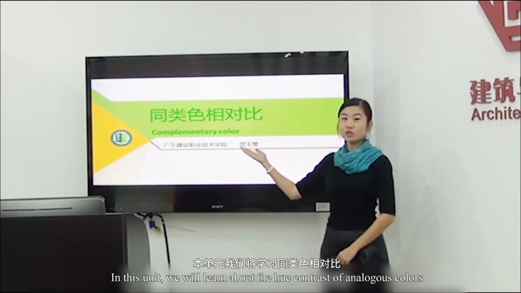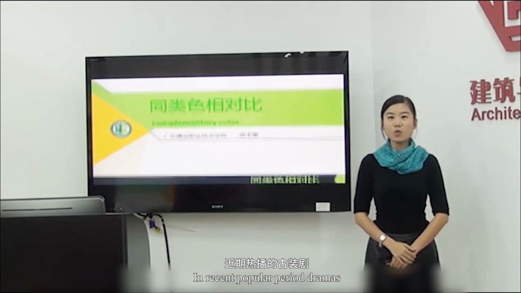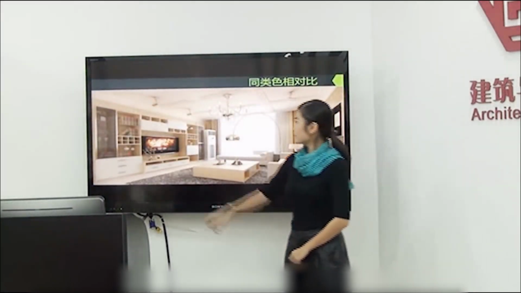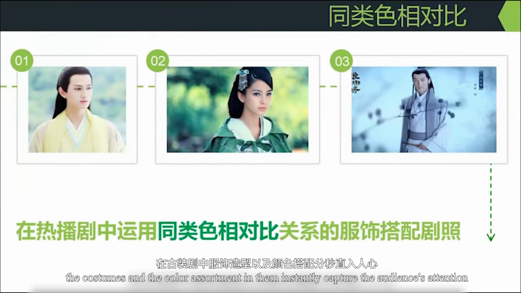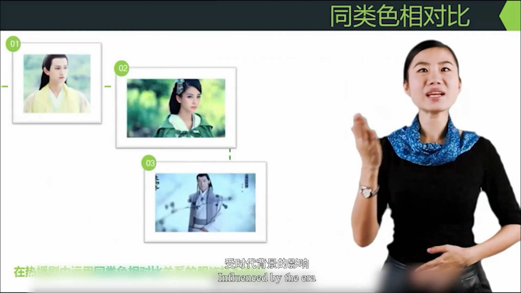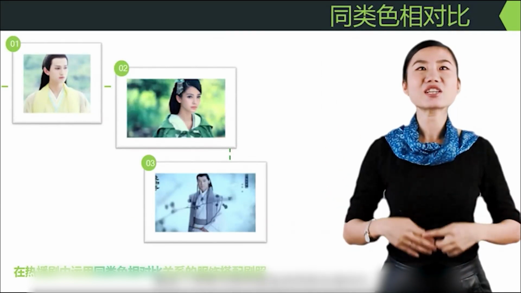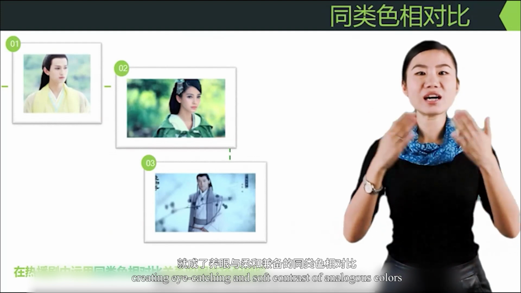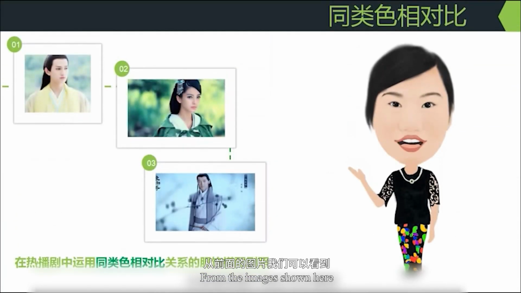In this unit, we will learn about the hue contrast of analogous colors in recent popular period dramas. The costumes and color assortment in them instantly capture the audience's attention, influenced by the era, comfort, and casualness are combined, creating eye-catching and soft contrast of analogous colors. From the image shown here, we can feel the visual impact created by color contrast.